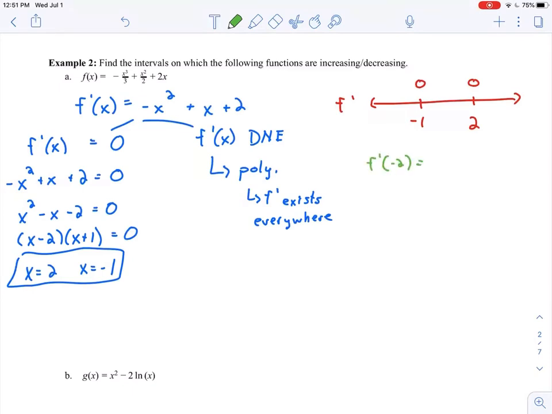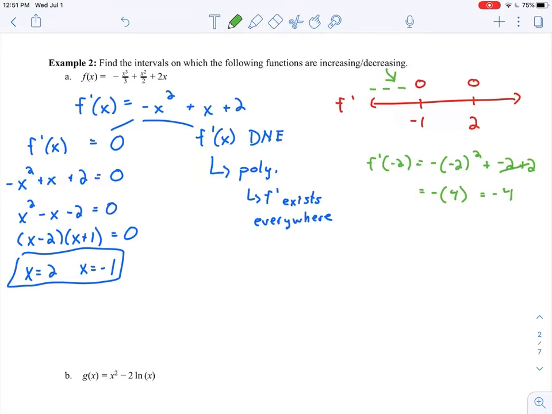Be careful with this minus sign right here. This really says opposite of -2 squared plus -2 plus 2. So this will be opposite of +4. These two cancel, so I end up with -4. So what I'm going to do is put little minus signs on that interval so that I know that, hey, the first derivative is negative there, so my function must be decreasing on that interval.